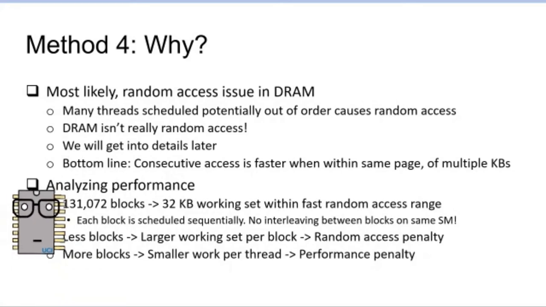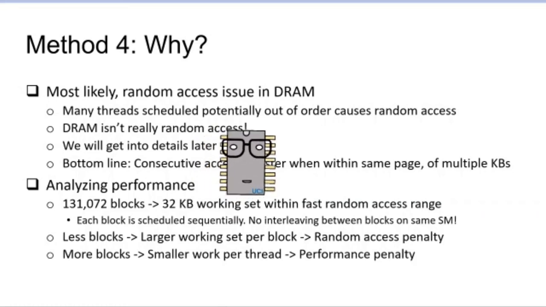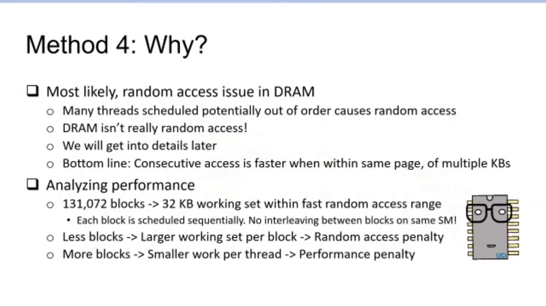So each block has a working set of 32 kilobytes. Thankfully, if multiple blocks were allowed to interleave, then the working set would become much, much larger, causing worse random access issues. But thankfully, or not very thankfully, depending on your application features, at least for this one, because there's no interleaving allowed, each block has a working set of 32 kilobytes, which apparently fits inside the page bank architecture of this particular GDDR6 memory system.